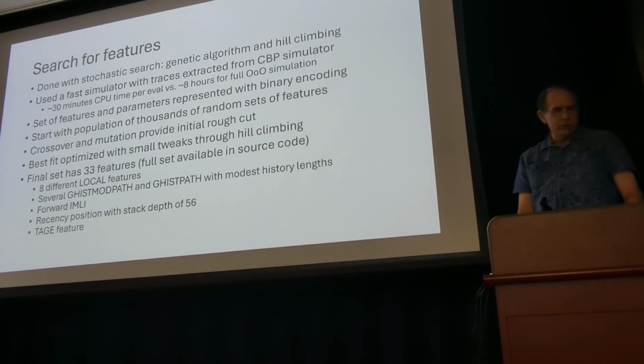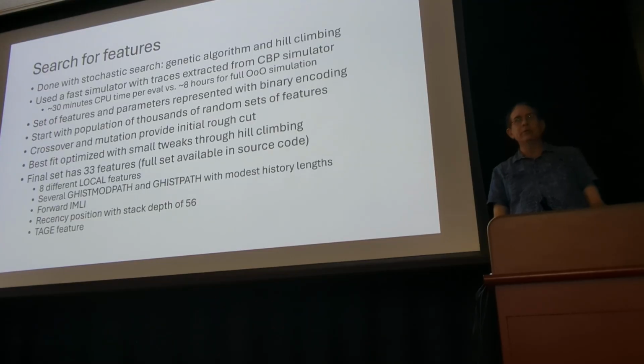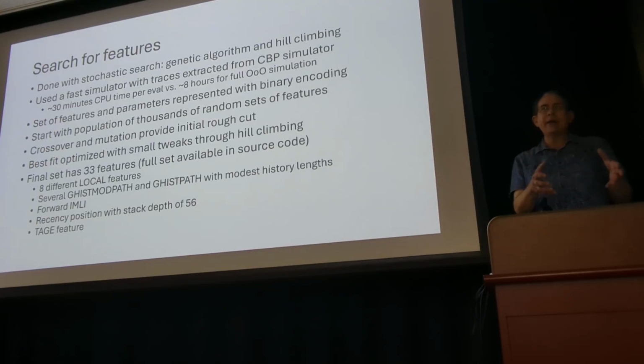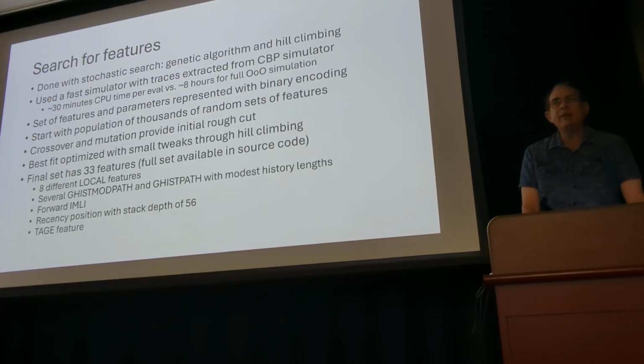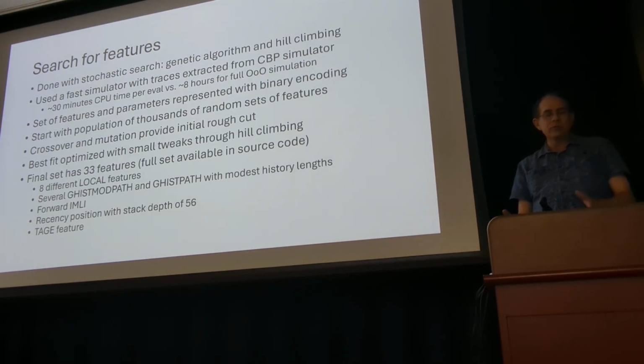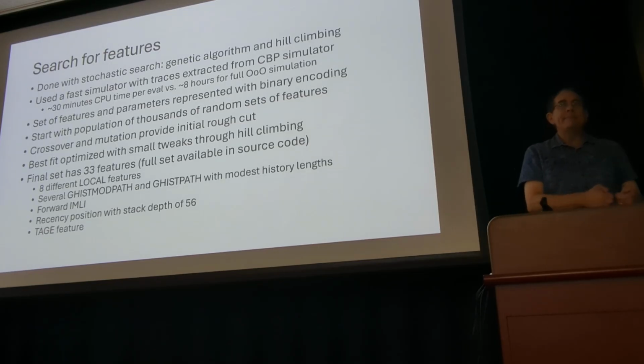What else? To search for features, I use a genetic algorithm to find a rough cut, pretty good candidate, and then finish it off with hill climbing. I used a fast simulator with traces extracted from Rami's simulator. So instead of spending about 8 hours for the full out-of-order simulation, I'll spend about 30 minutes just simulating the branch misprediction. I'd ignore the pipeline, the delays, and the cycles, and just look at branch prediction accuracy. The set of features and parameters are represented with a binary encoding.